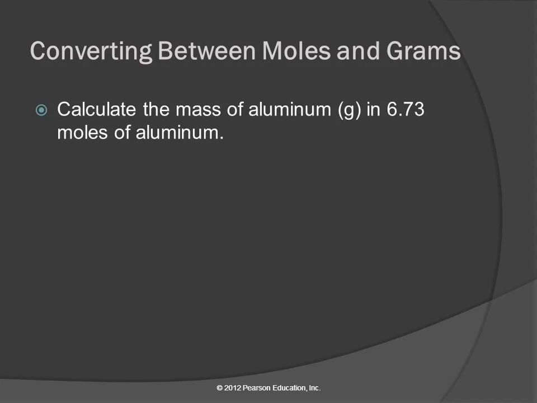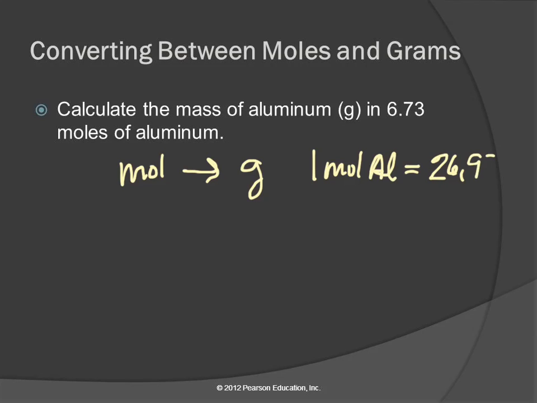We can go from moles to grams. Calculate the mass of aluminum in grams in 6.73 moles. So this time we're starting with moles, and we're going to grams. The conversion factor comes from the periodic table. 1 mole of aluminum, we find aluminum 26.98 equals 26.98 grams. And then we let the units tell us what to do.